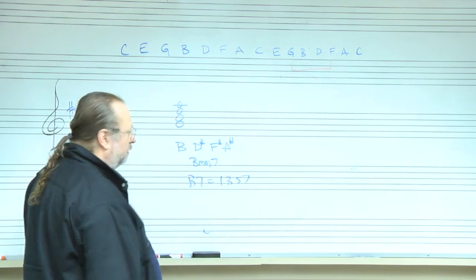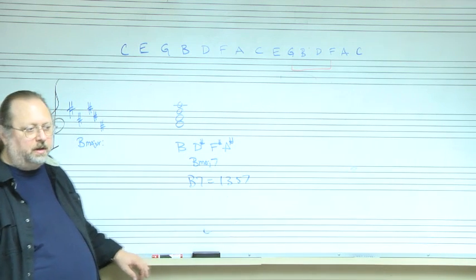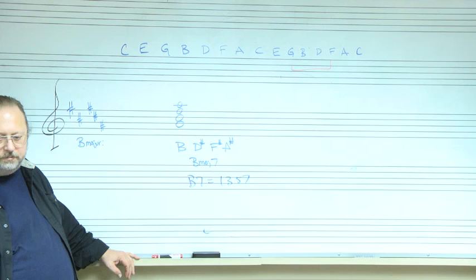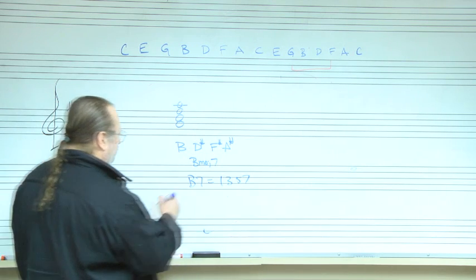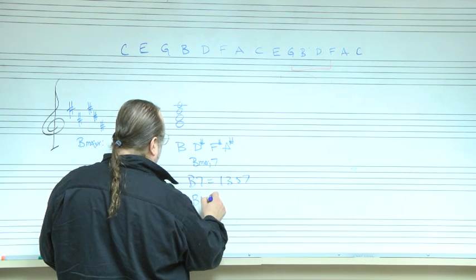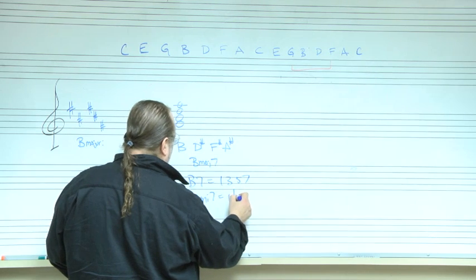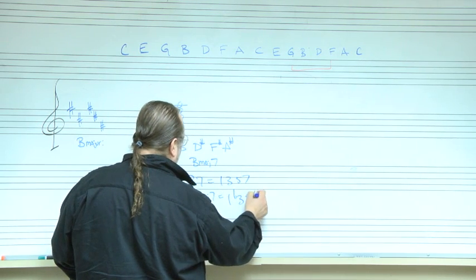A B minor 7 is what? Flat third, flat 3, flat 7, right? So B minor 7, the third and the seventh, equals 1, flat 3, 5, flat 7.